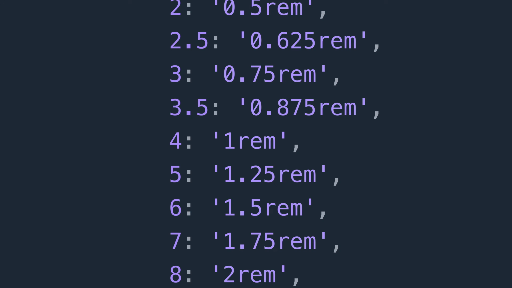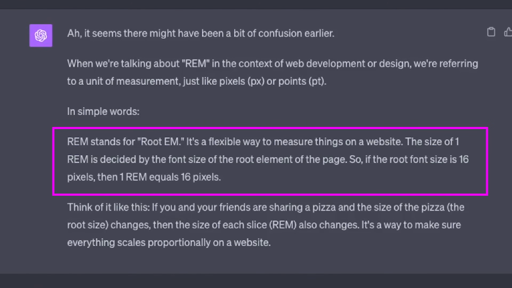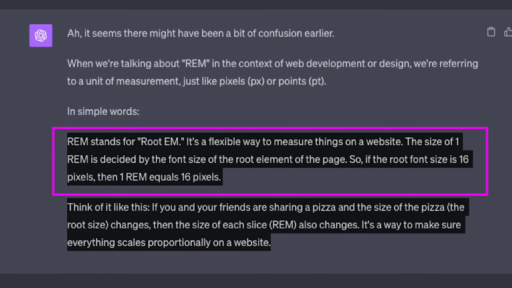As I was reviewing the documentation, I frequently saw the rem values being listed on there. I didn't fully understand this, to be honest, so I asked ChatGPT about it. Here's what it said. Rem stands for root M. It's a flexible way to measure things on a website. The size of one rem is decided by the font size of the root element of the page. So if the root font size is 16 pixels, then 1 rem equals 16 pixels.